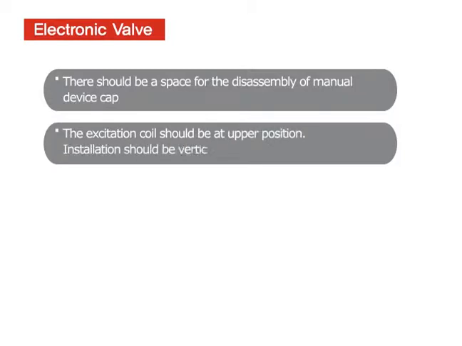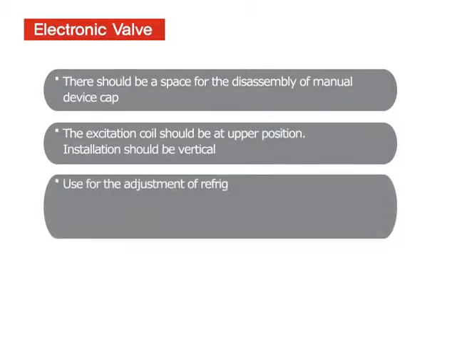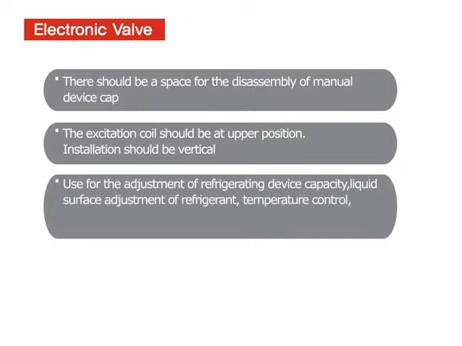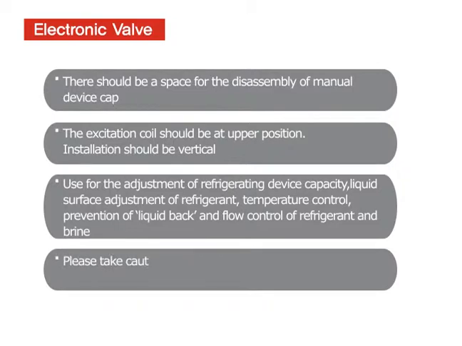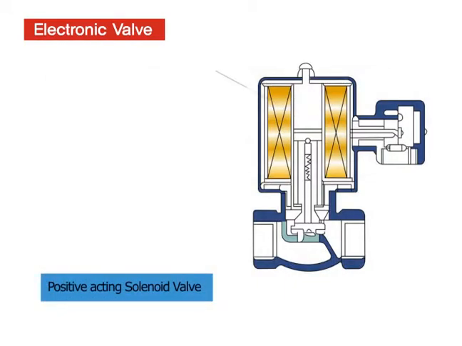Installation should be vertical. Use for the adjustment of refrigerating device capacity, liquid surface adjustment of refrigerant, temperature control, prevention of liquid back, and flow control of refrigerant and brine. Please take caution so that the direction of the arrow will not be changed. Now I will explain the structure of the electronic valve.